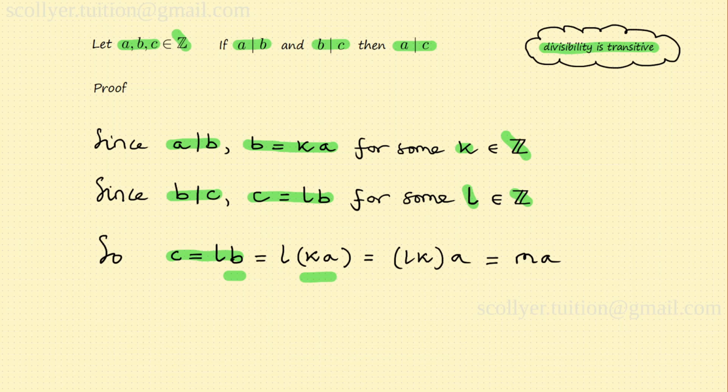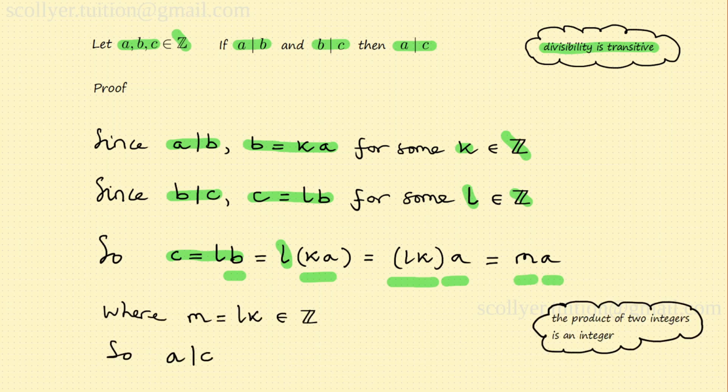So c becomes l times ka, and we can regroup the multiplications to give l times k times a, which we write as m times a. And now we're done, because m equals l times k, and since the product of two integers is an integer, we have that a times some integer m equals c, so a divides c as required.